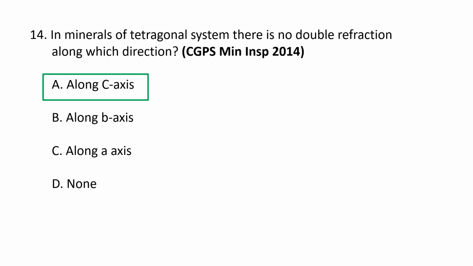This is because light traveling parallel to the optic axis experiences only one refractive index, meaning there is no splitting of the light into two rays, which is the basis of double refraction. So along C axis, it is the optic axis direction. So there is no double refraction. A is the correct option.